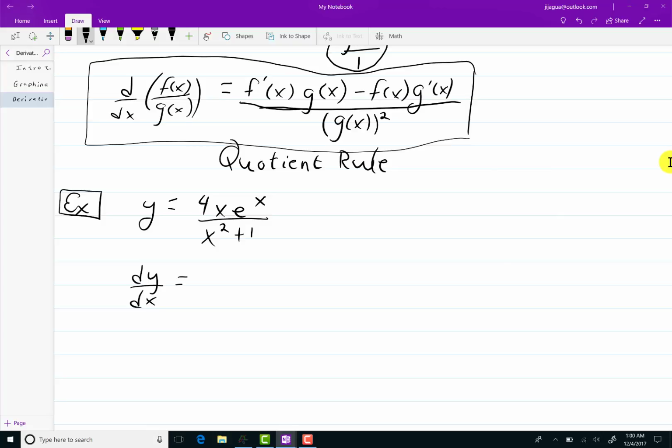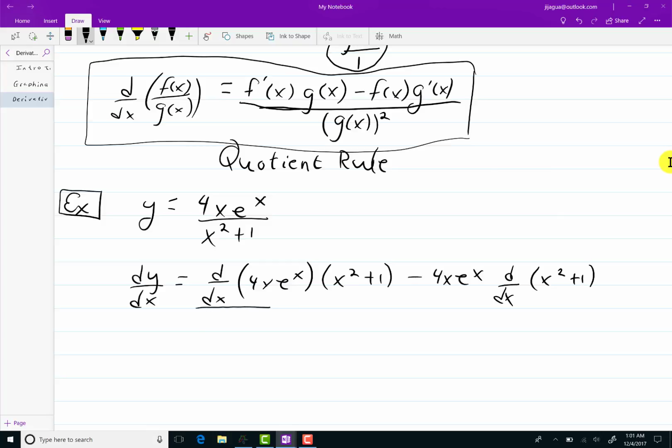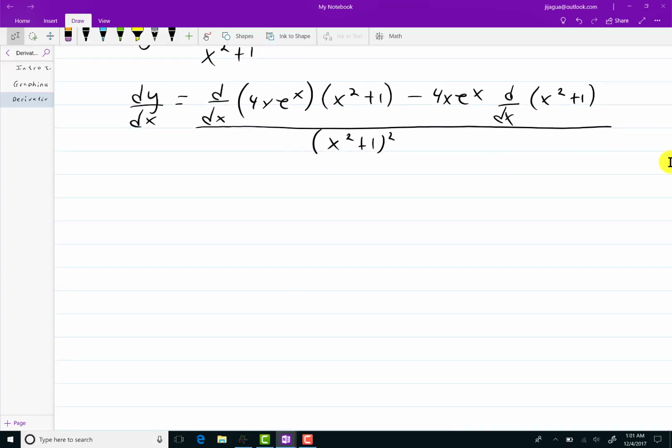So I'm going to be taking the derivative of the numerator, 4x e to the x, leaving the denominator alone temporarily, minus, then I'm going to leave the numerator alone, 4x e to the x, times the derivative of x squared plus 1. All of that is over the denominator squared. Now let me start taking derivatives.